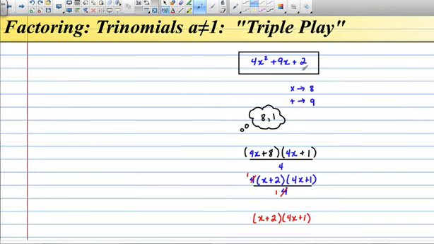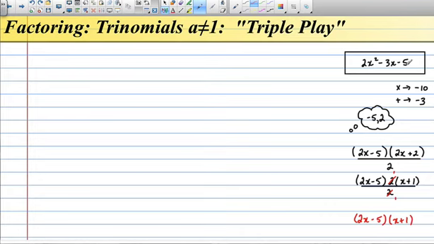Start with a trinomial. Two numbers that multiply to give 8, combine to give 9. The magic numbers are 8, 1. Set up some brackets. Use the 4x in the numerator in each of the brackets, and the denominator just gets a 4. Take out a common factor of 4. You're left with x plus 2, 4x plus 1. Cross off the 4's, and you're left with the factors.